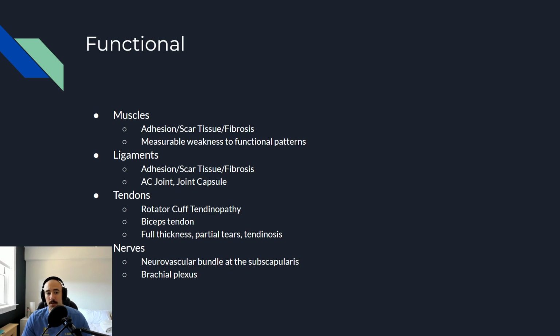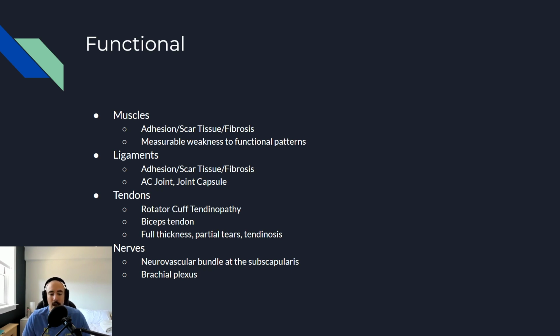Functional, muscles as it pertains to the shoulder, right? Adhesion, scar tissue, and fibrosis are going to largely dictate muscle dysfunction and the measurable weakness to functional patterns. So I don't specifically get into, hey, the supraspinatus is weak or the infraspinatus is weak. It's more patterns relative to each other. So what's your single arm pressing pattern on your right versus your left?